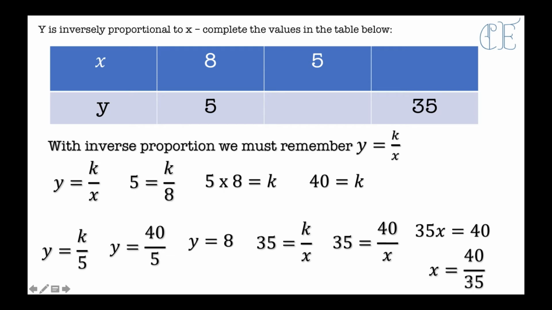Now if we put our numbers into our boxes, this one was 8 from here, and then for this one, we can do 40 divided by 35 on a calculator, which gives us 1.14. But you can leave it as a fraction in its simplest form. So if you cancel it down, it gives you 8 over 7, and you can leave it like that.